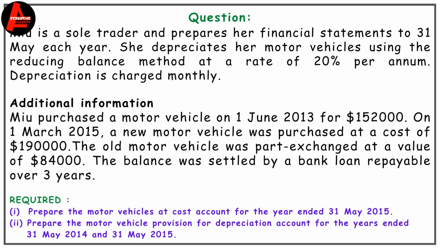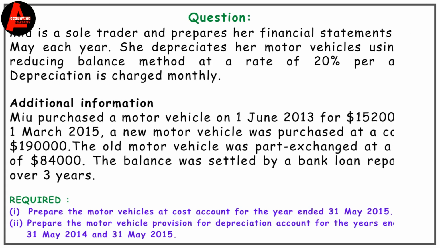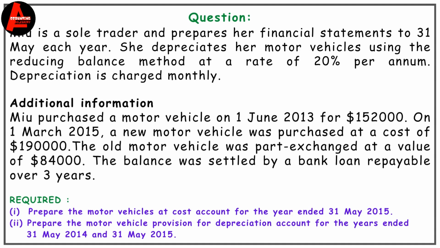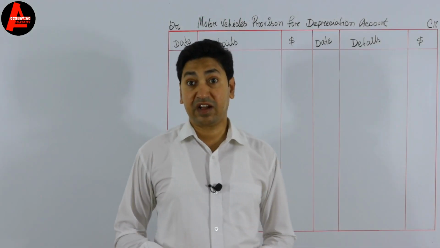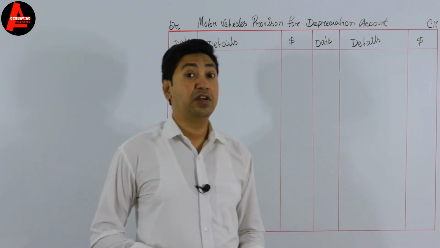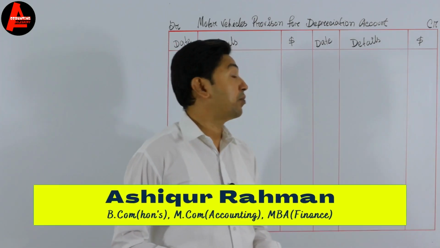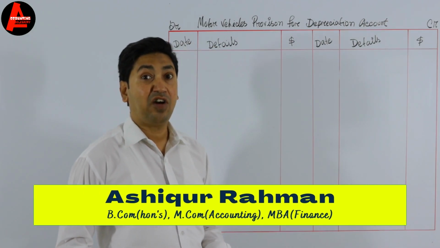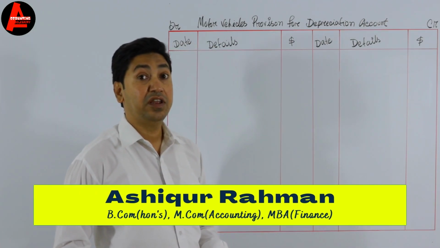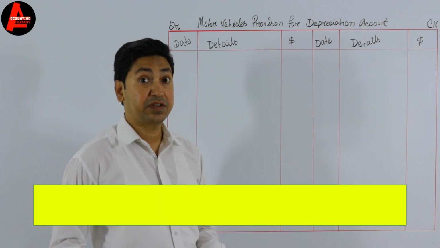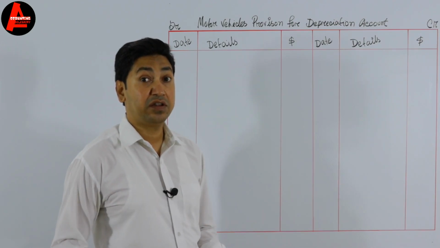So now, what is our requirement? Prepare the motor vehicle provision for depreciation account for the years ended 31st May 2014 and 31st May 2015. So here 2 years of accounts we need to prepare. This is the second part actually. In the first part I showed how to prepare the motor vehicle account, so many things you can learn if you watch the first part. I'll link to this video in the description box.